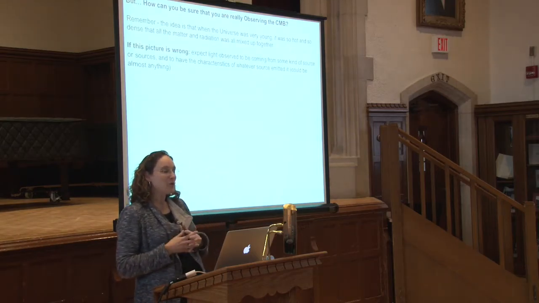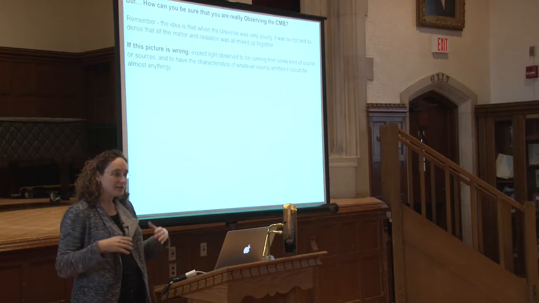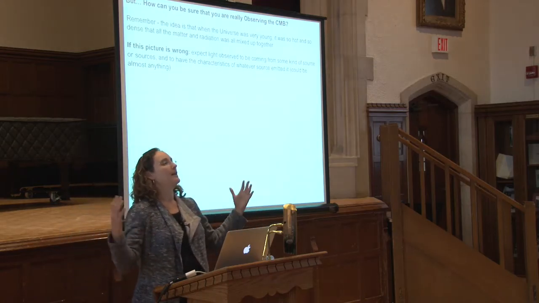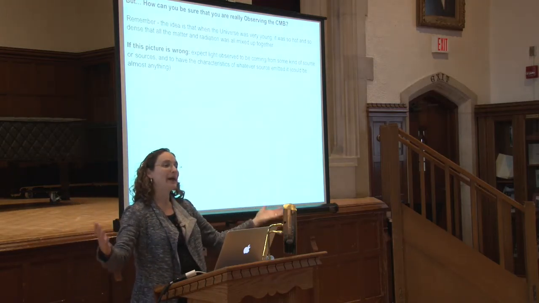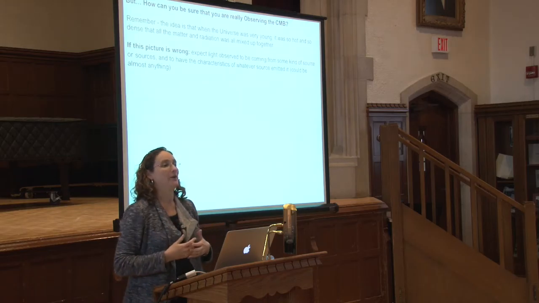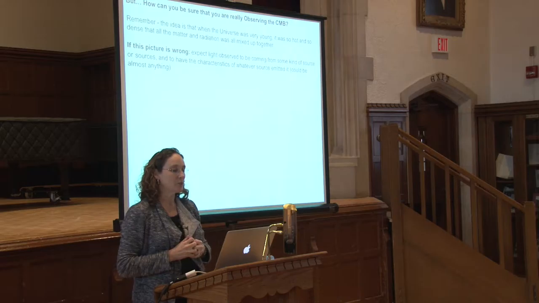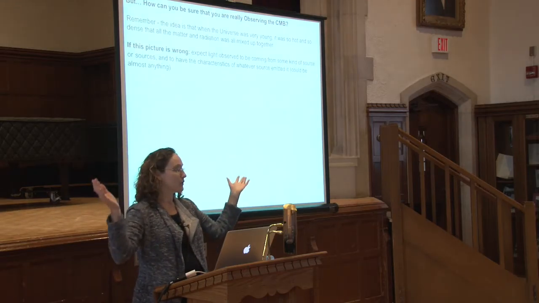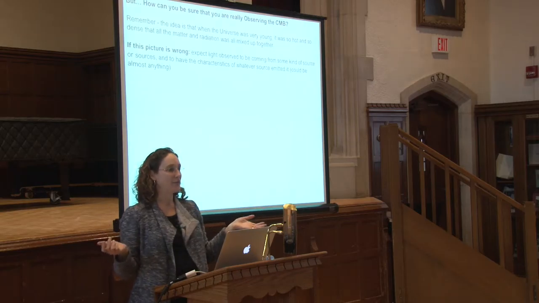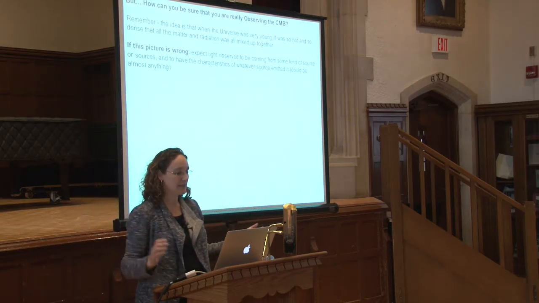But in any case, the prediction here, the theory was, the universe started hot and dense, and it expanded, and if you look back, you should see this light. Wow, there's the light. Okay, now what? What really should the light look like? So if the picture is wrong, then the light could be coming from a set of sources. It doesn't have to be coming from every single place.